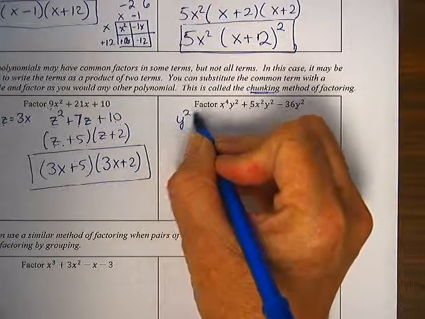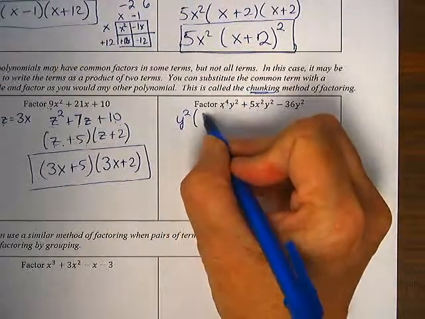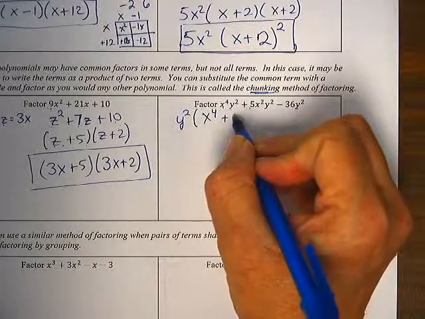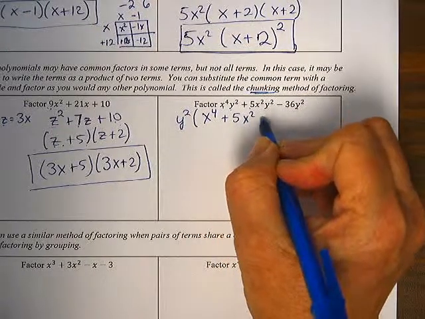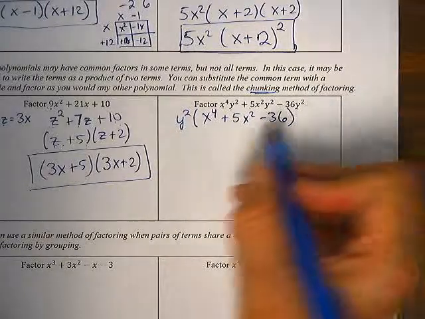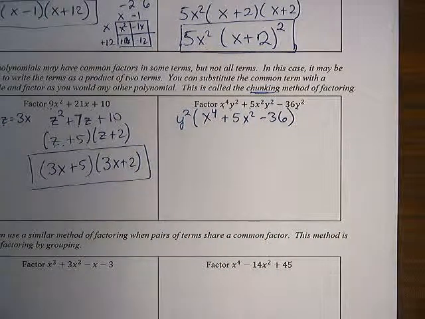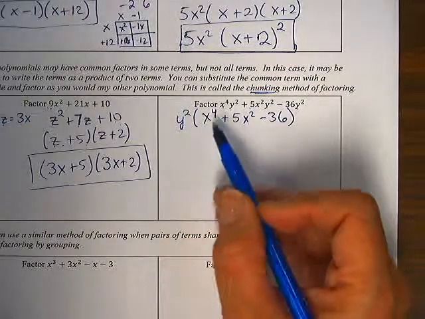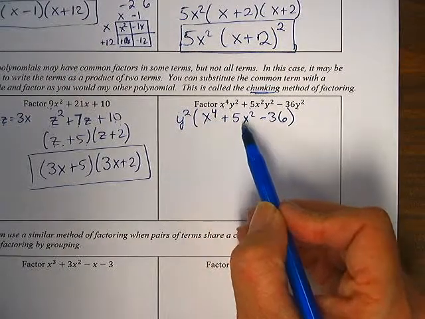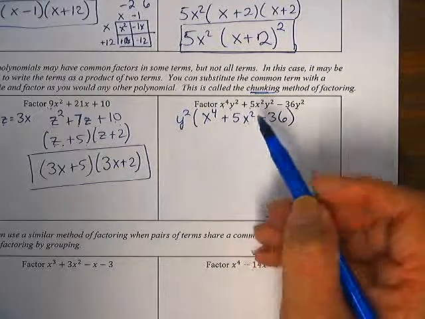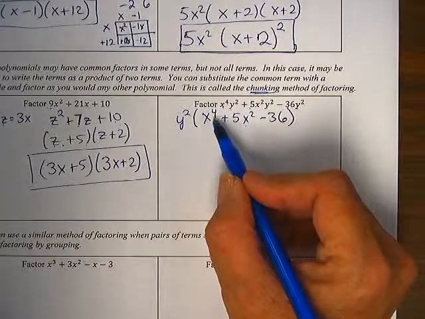Pull that to the front. And when we pull that out, we're left with x to the fourth plus 5x squared minus 36. Already that's looking better to us. Now we're going to look and see, is there anything in common in these first two terms? Well, we've got an x to the fourth and an x squared. So x squared goes into both of these terms.